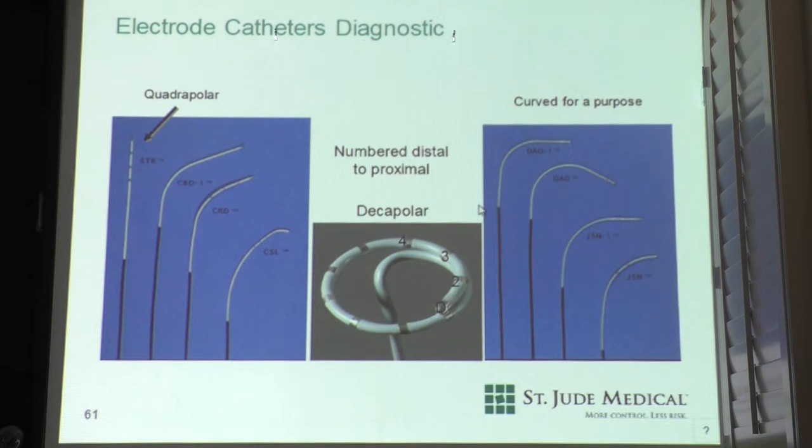Lots of different shapes. These are named after different doctors. So this is Dr. Cournand, Dr. Josephson, Dr. I forget what this is called. No, they're abbreviations. This is Dr. Straight. But you can see this is another loop catheter we might use.